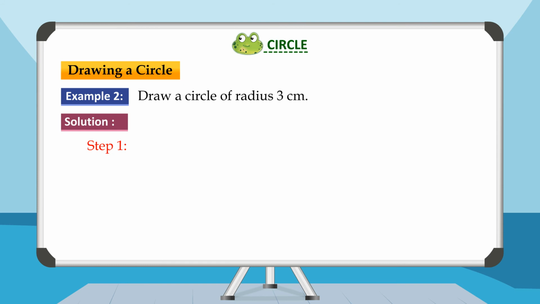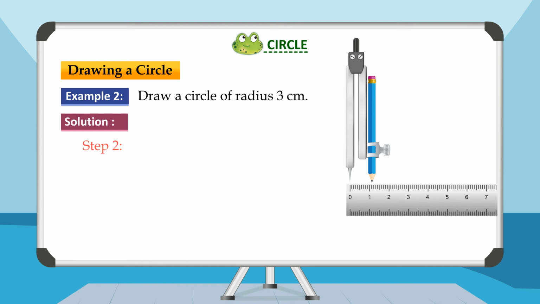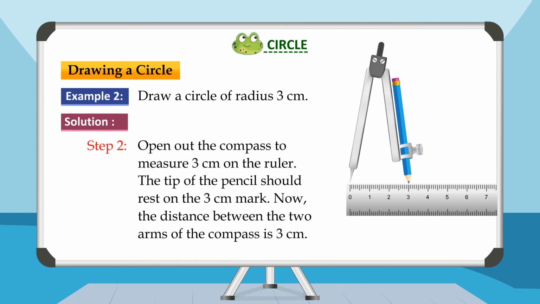Solution. Step 1. Fix the metal tip of the compass at 0 on the ruler. Step 2. Open out the compass to measure 3 centimeters on the ruler. The tip of the pencil should rest on the 3 centimeter mark. Now, the distance between the 2 arms of the compass is 3 centimeters.